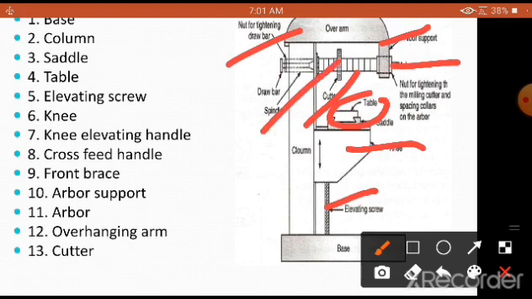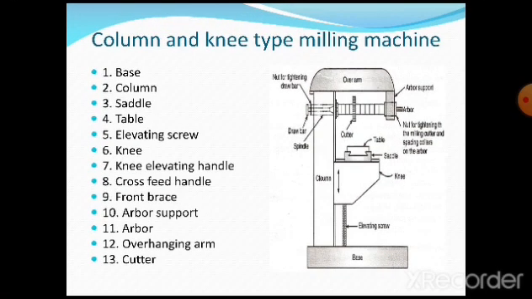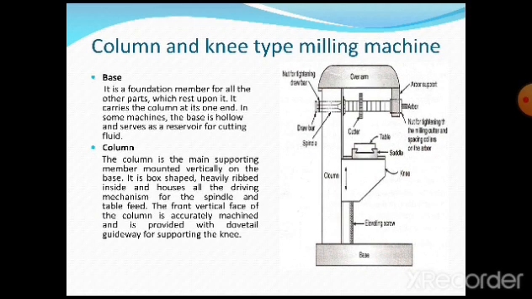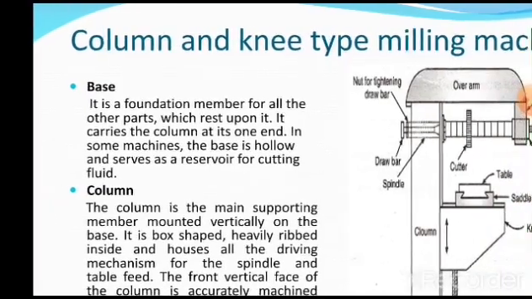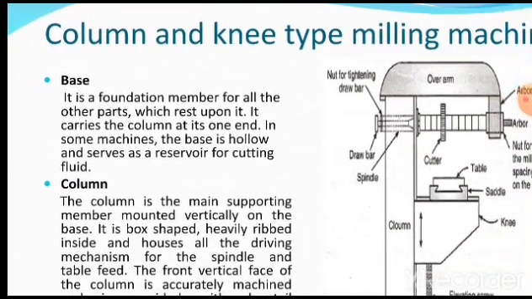So these are considered to be the important and basic parts of any type of column and knee type milling machine. So let us understand these in detail. Base: whenever we speak about the base of any type of machine, it is always made of cast iron, which provides the support for all the elements mounted over it. It is a foundation member for all the other parts which rest upon it.